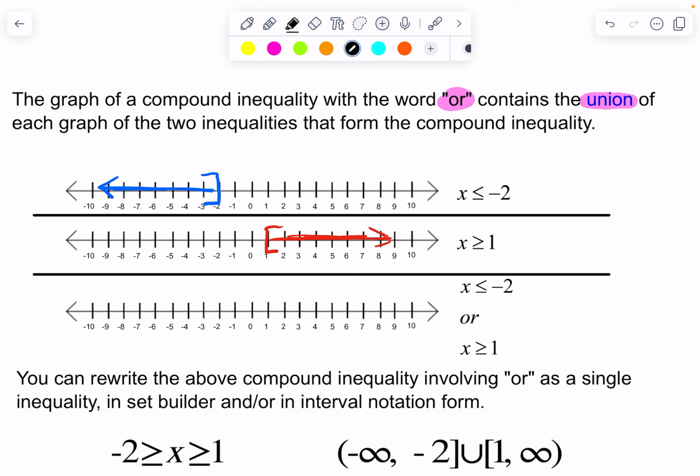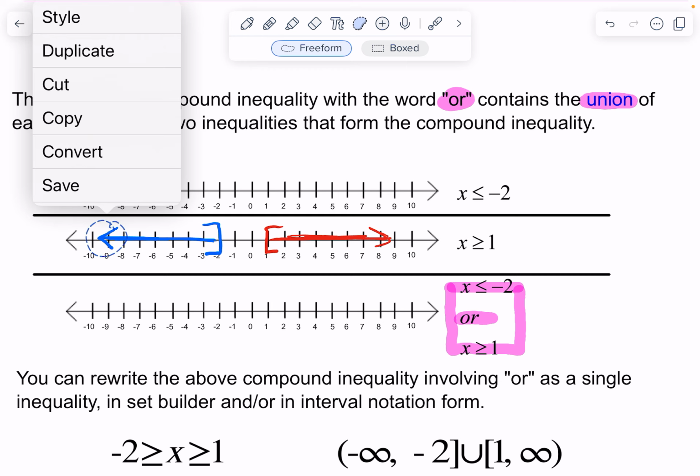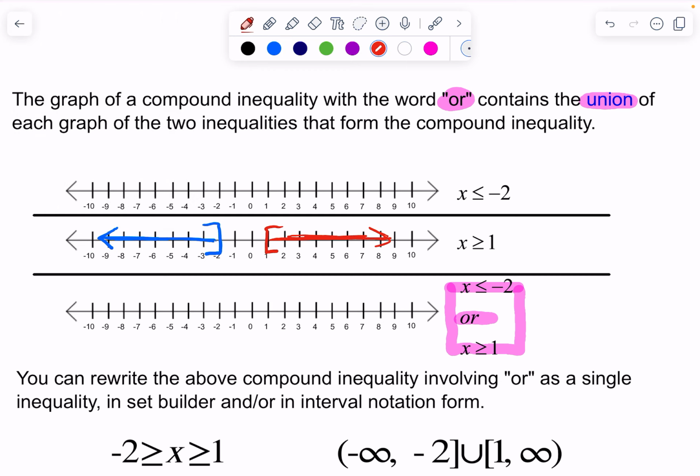Now, let's investigate what x is less than or equal to negative 2 or x is greater than or equal to 1 looks like. When we combine both of these together, if you notice, there's no overlap here. There are just two different graphs that we are going to make a union of. So when we graph the union of both of these, it's the union of x is less than or equal to negative 2 or x is greater than or equal to 1.